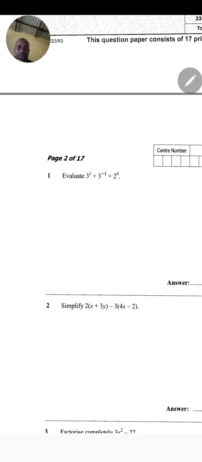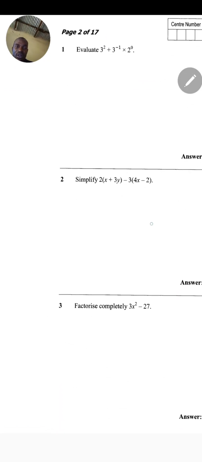All right, so we proceed on to the next question, number 2. It is saying simplify. Whenever we are simplifying, a question that asks us to simplify, mostly you'll find it with brackets, so we need to get rid of the brackets. Simplifying is the opposite of factorizing. When we are factorizing, we leave our answers with the brackets, but when we simplify, mostly we get rid of the brackets.